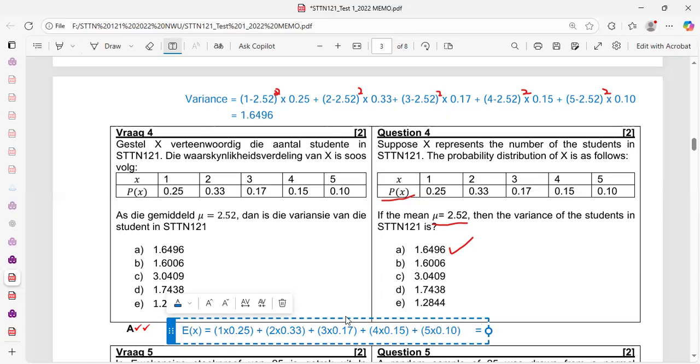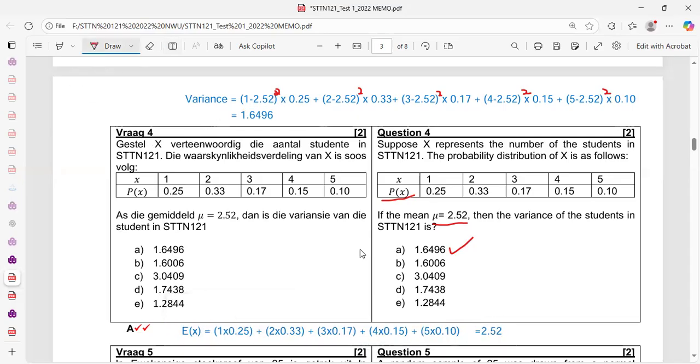Then the answer, let's do it. 1 multiplied by 0.25 plus 2 multiplied by 0.33 plus 3 multiplied by 0.17 plus 4 multiplied by 0.15 plus 5 multiplied by 0.10. It should give you 2.52. You see, we're done. So that's how they get the E(X), the expected value, the mean. So that was question 4.